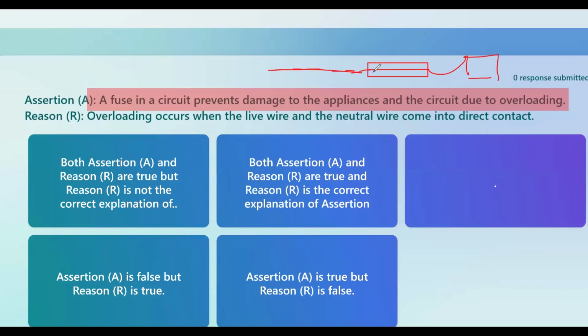So what happens when the current in the circuit exceeds a limit? The fuse wire will melt. This will melt and the circuit will break, and therefore the device can be protected from damage. So this assertion is correct.